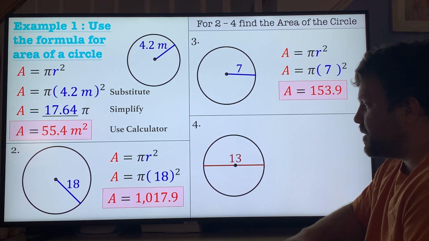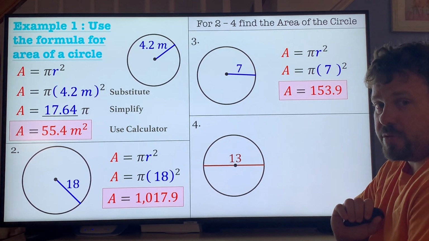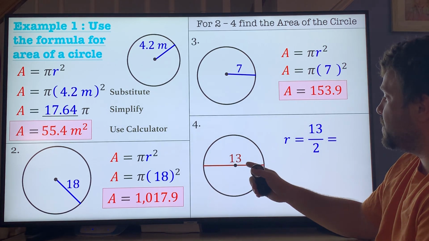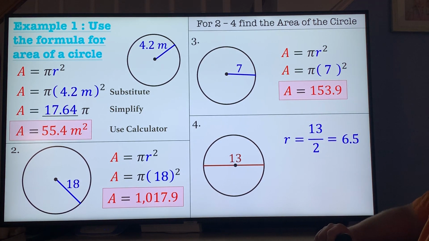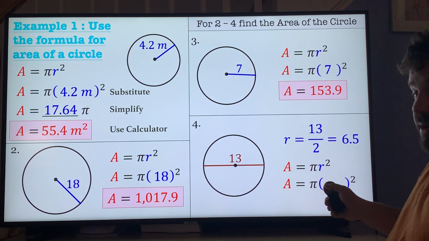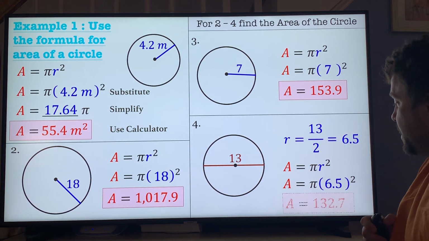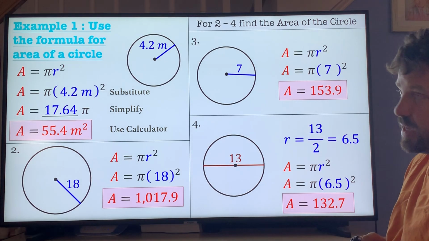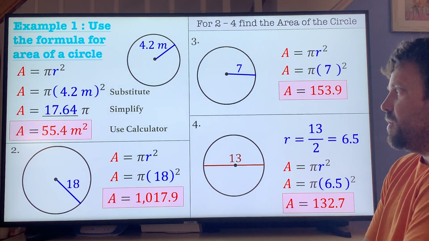This right here is your diameter. So we can't use the diameter in this formula, we need the radius. So what you have to do is divide it by 2. The radius is half the diameter, so half of 13 is 6.5. Now we plug it into our equation, pi times 6.5 squared, and you get 132.7. You guys got it? Hopefully you do.